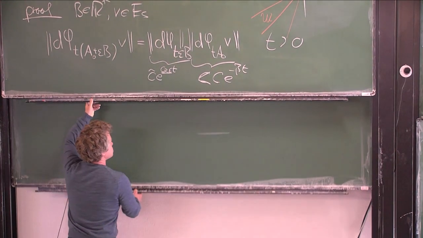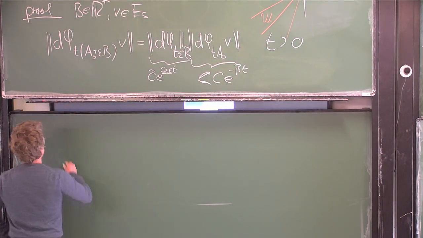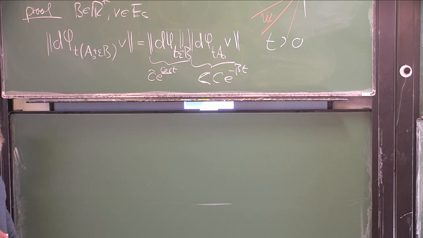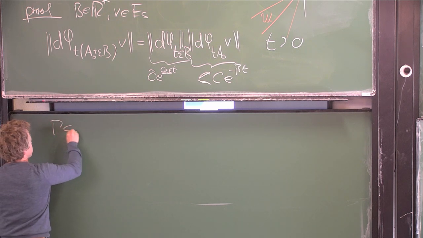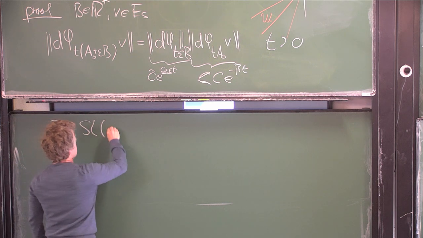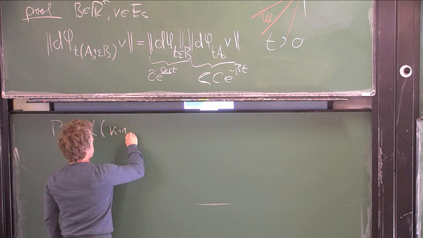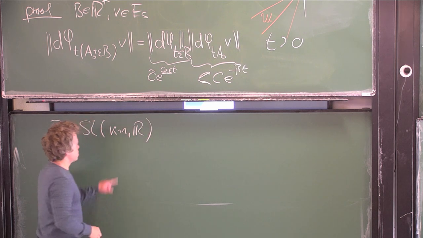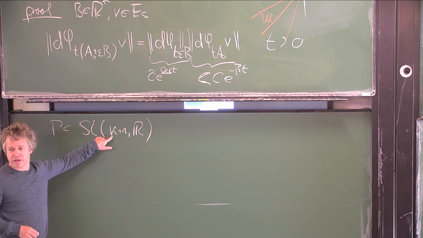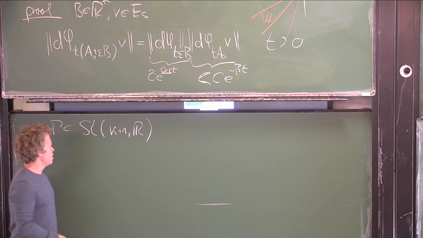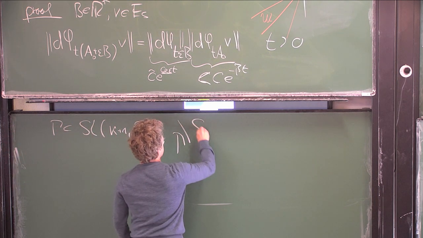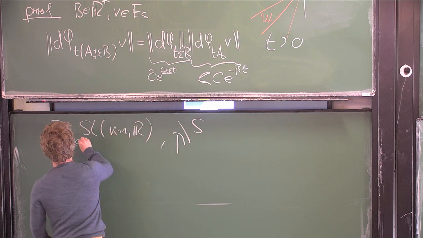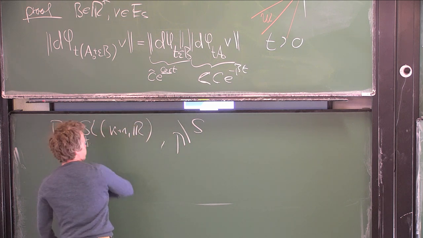A prototypical example is similar to the hyperbolic surface. You take a compact lattice Γ in SL(k+1, R). So for k equal to 1, if you are in the rank 1 case, this is simply SL(2). And then you consider Γ\SL(k+1, R), and this should be compact.